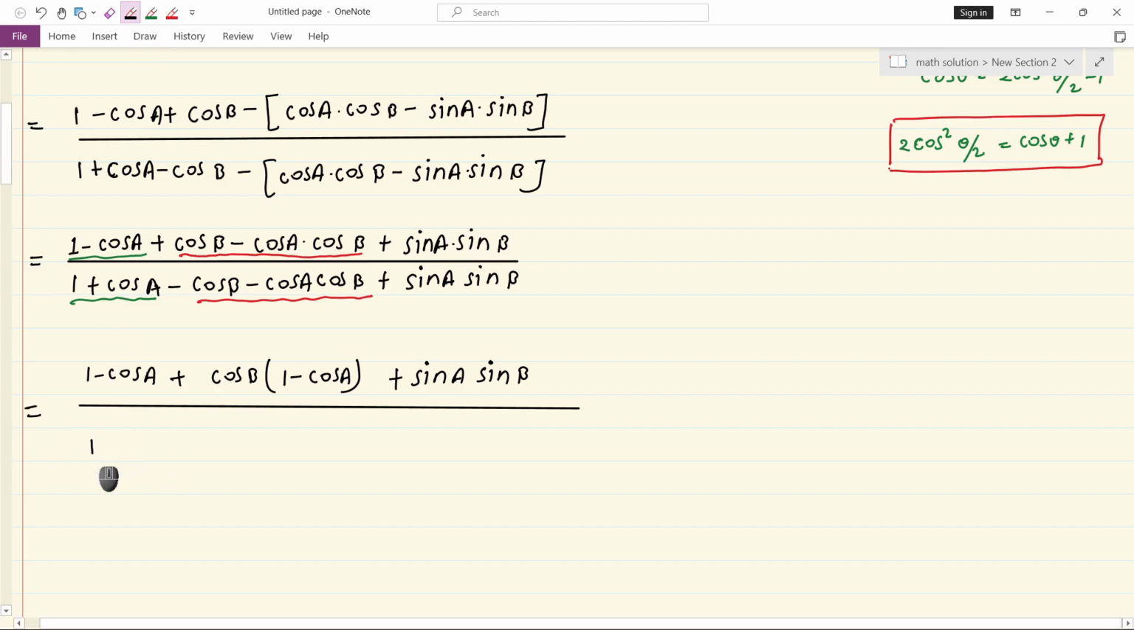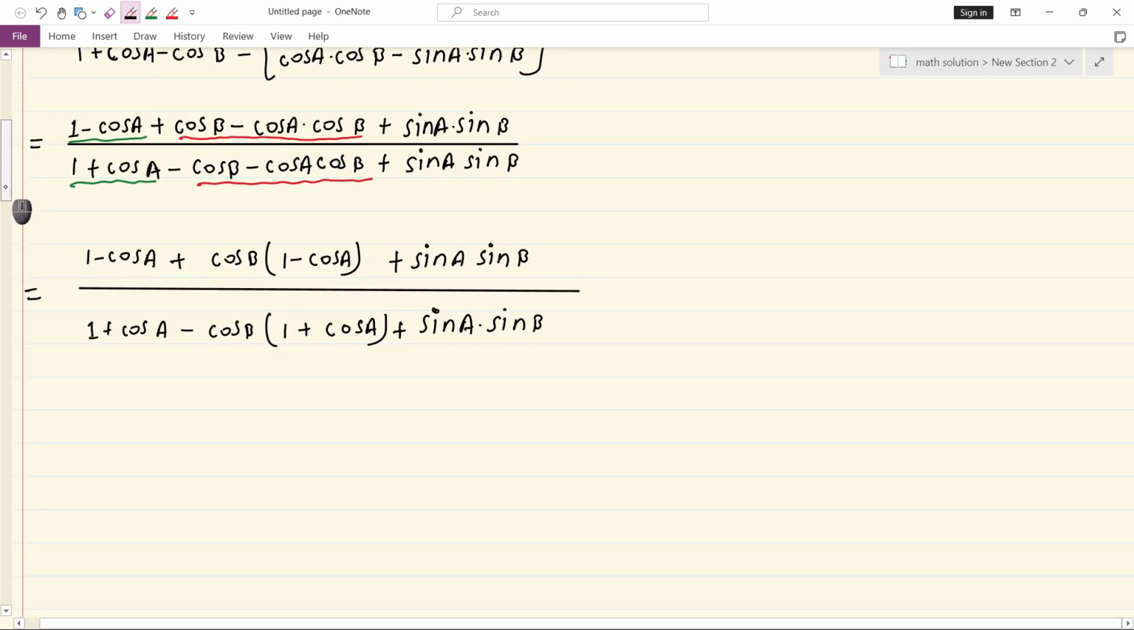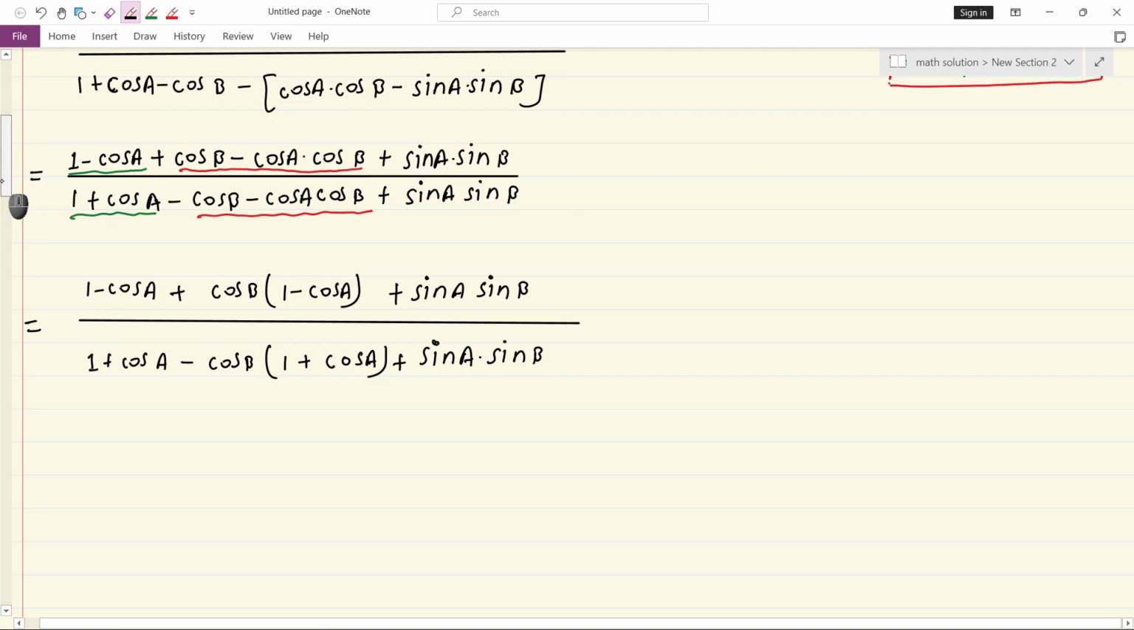Similarly in the denominator also, 1 plus, take the common in this term. Here also we can take the common of cos beta. So it will be left with 1 plus cos alpha, because here it is common of minus cos beta. You must not be confused with the sign here, so you must be aware. The remaining term will be sin A dot sin beta.